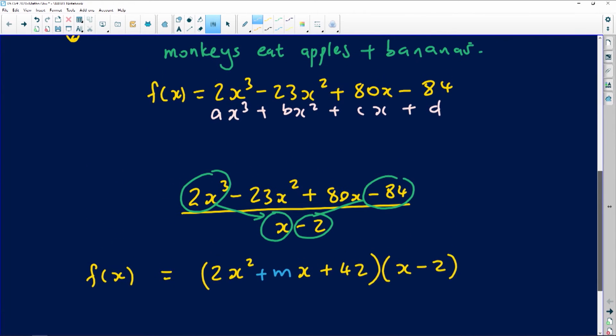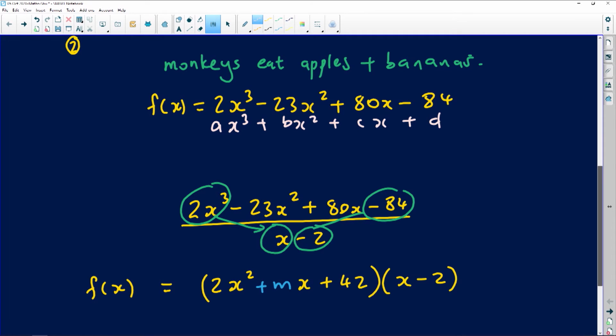That's where the monkey concept comes in now. So if I want to figure out what m is, I'm going to say monkeys eat apples plus bananas. What is my a? My a and my b are going to come from the cubic. Like I said, if you check on the equation there, the 2 that comes from 2x cubed is basically my a. So I have a 2 here.